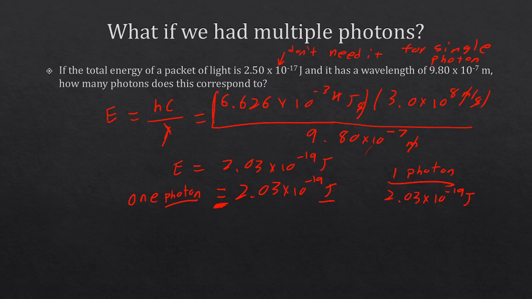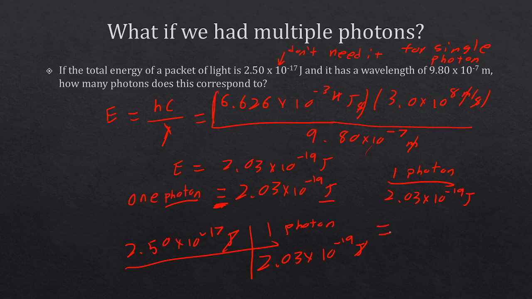So when we solve for the energy of one photon, we can use that to convert between a singular photon and multiples. This conversion factor can work one of two ways. We could tell you, you have 200 photons, how much energy do you have? Then you put photons on the bottom, have photons cancel, and multiply by the energy. Or in this case, you know the total energy, 2.50 times 10 to the negative 17 joules, and you want to know how many photons it has. For each photon, there's 2.03 times 10 to the negative 19th joules of energy, so our joules cancel, and if we multiply that out, we get 123 photons.